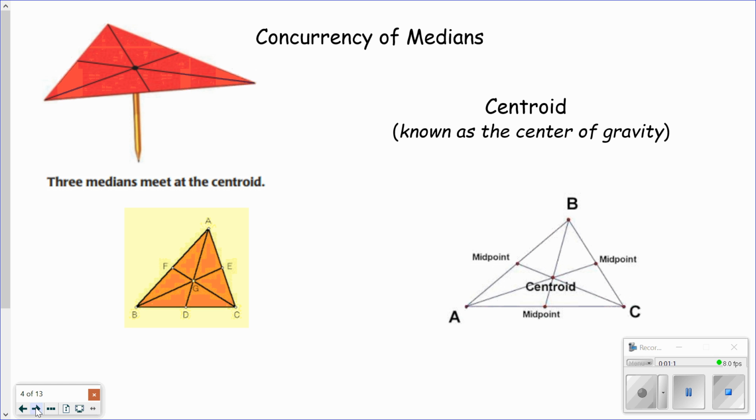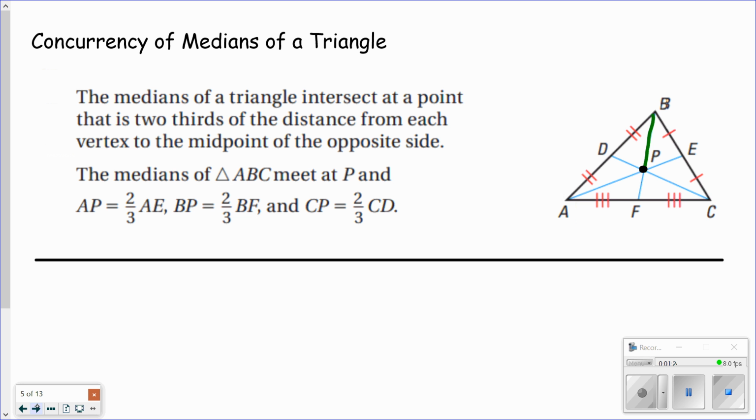So the concurrency of medians, once again, is called the centroid, and so here are some examples. Like I said about the balancing point, if you had a triangle and you balance the pencil right where the centroid is, it would balance for you. Concurrency of the medians of a triangle: the medians of a triangle intersect at a point that is 2/3 the distance from each vertex to the midpoint of the opposite side. So the medians of triangle ABC meet at point P, and AP is equal to 2/3 of AE, BP is equal to 2/3 of FE, and CP is equal to 2/3 of CD.